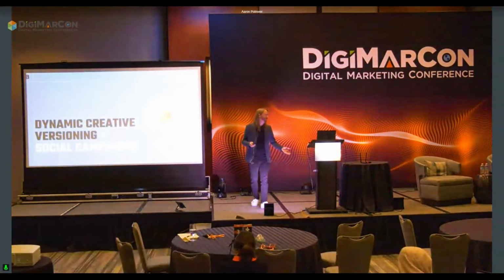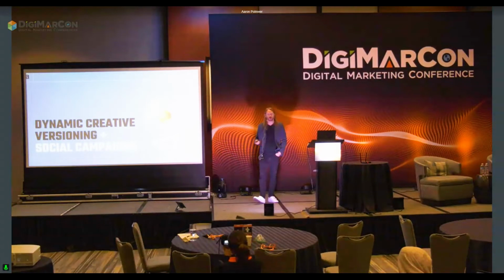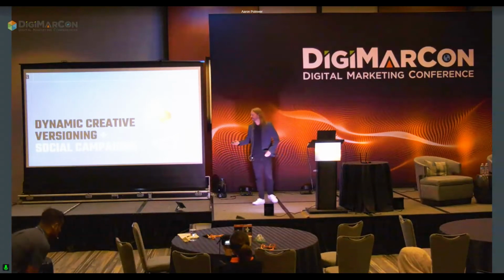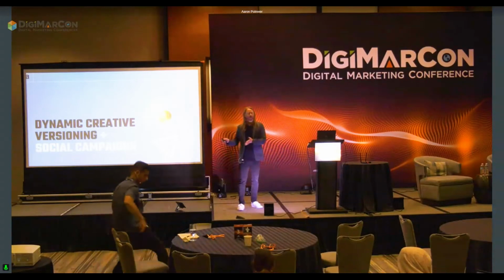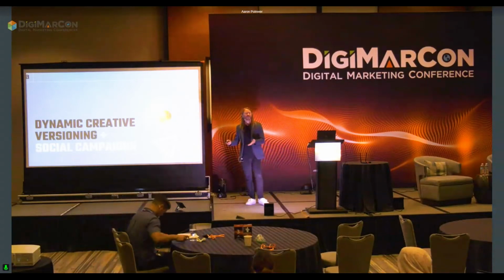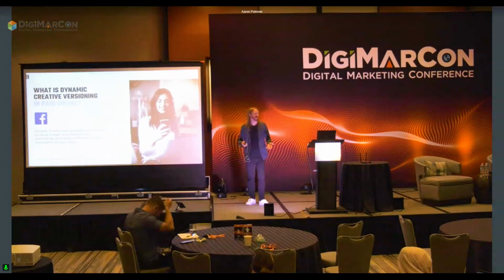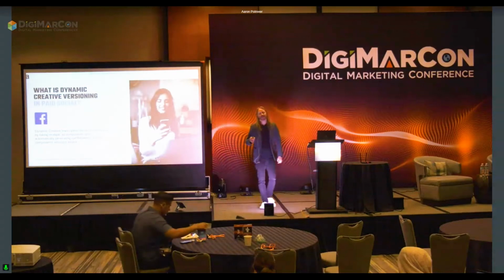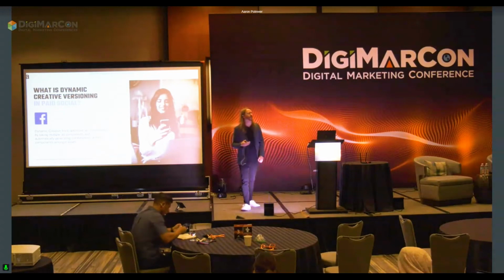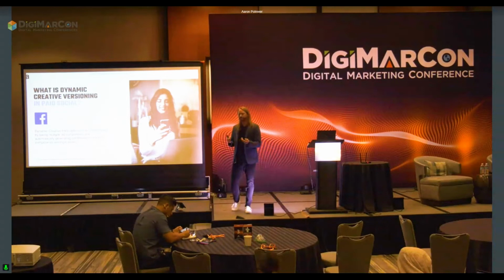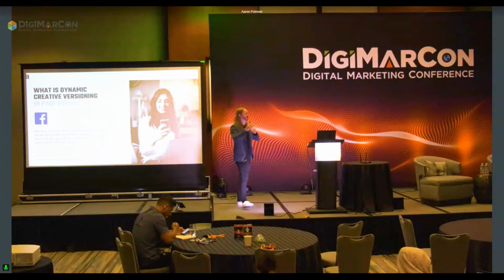So my bread and butter, social, obviously: dynamic creative versioning in your social campaign. So now we know how it's working in display, but then how do we turn around and apply this to social? And specifically, what is it in social and how can we build out and target better, right? I like to think of DCV, as I call it, dynamic creative versioning, in social as kind of like DCO light, right? So there are not as many levers that you need to pull. Also a phrase that I hate, so I'm just kind of knocking them all out of the park today.